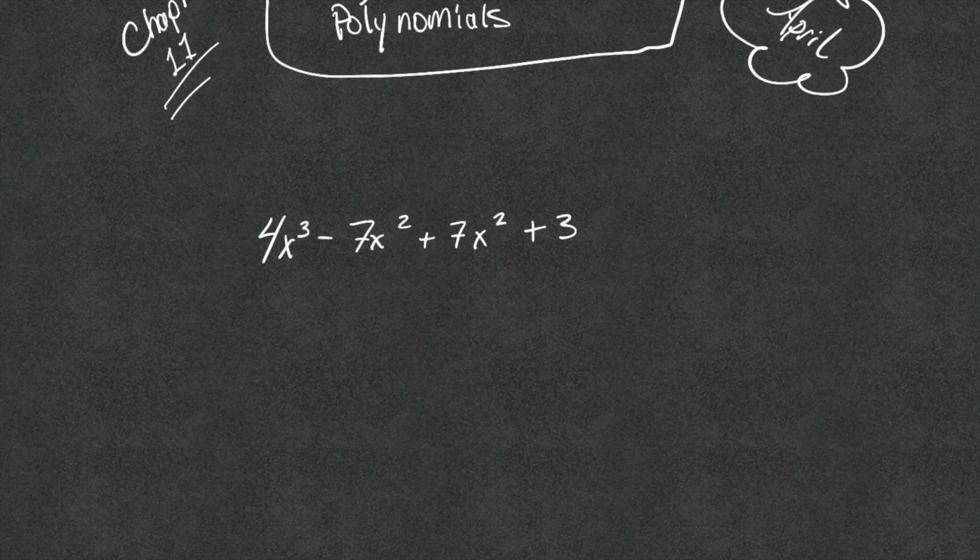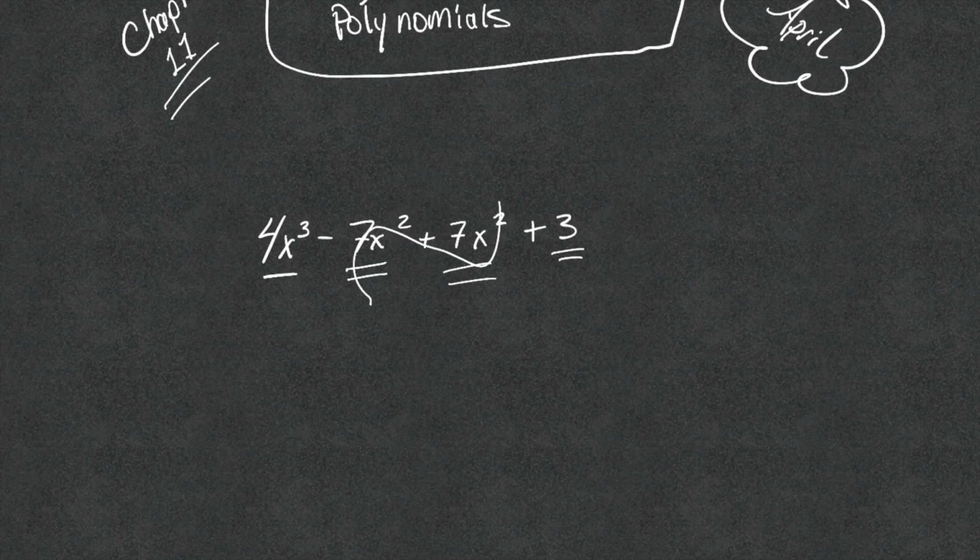Okay, so if we know that there are 4 terms, we can ask ourselves, now that I know what terms are here, are any of them like terms? Well, start at the beginning. Are there any x to the thirds? No x to the thirds. I have an x to the second. Oh, look, I have another x to the second. And they happen to be a negative 7x squared and a positive 7x squared. They kind of cancel each other out.